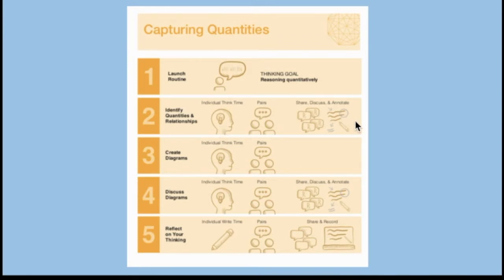Then here we see some icons. We'll talk a little bit more about those icons later. 3. Create diagrams. 4. Discuss diagrams. 5. Reflect on your thinking. Each of the icons on this infographic represent an action that students should take.